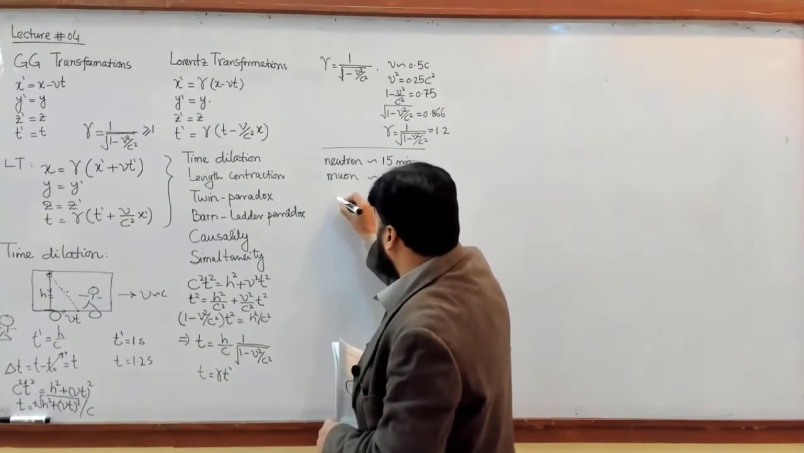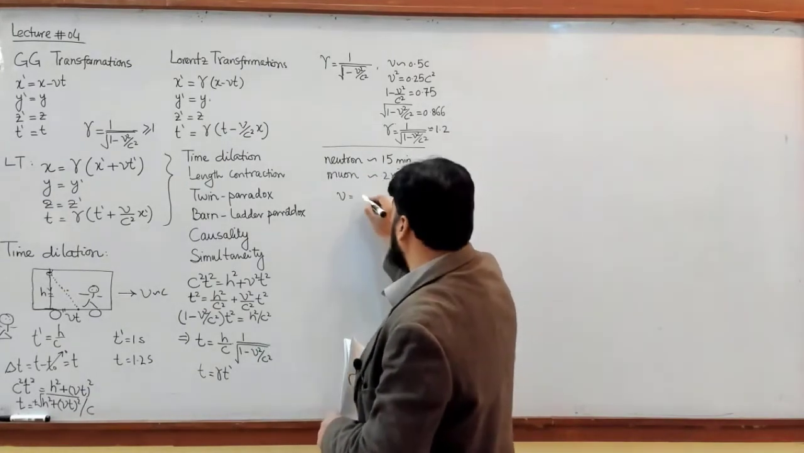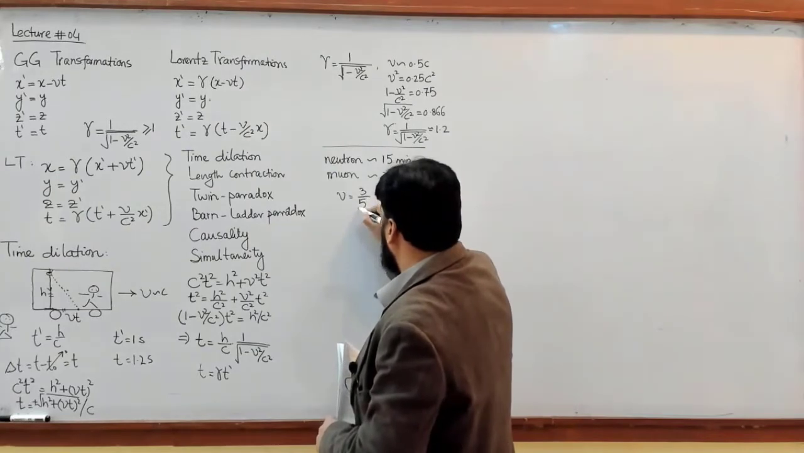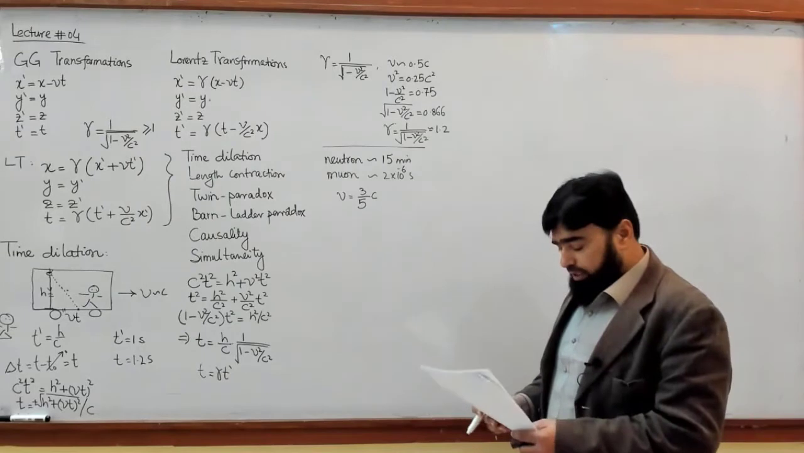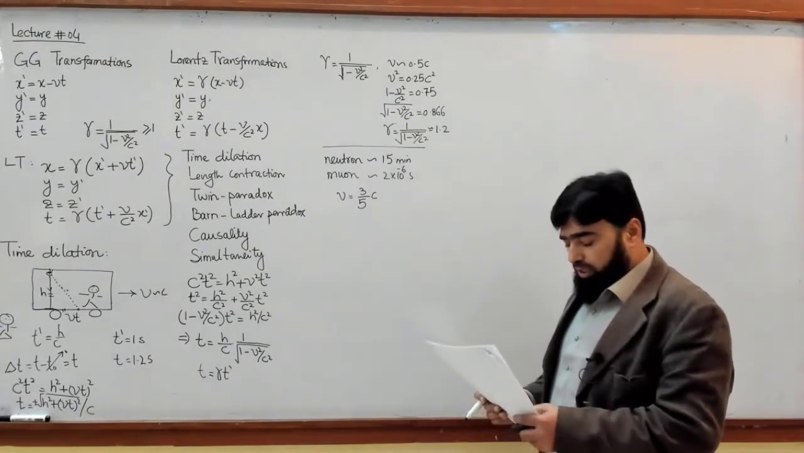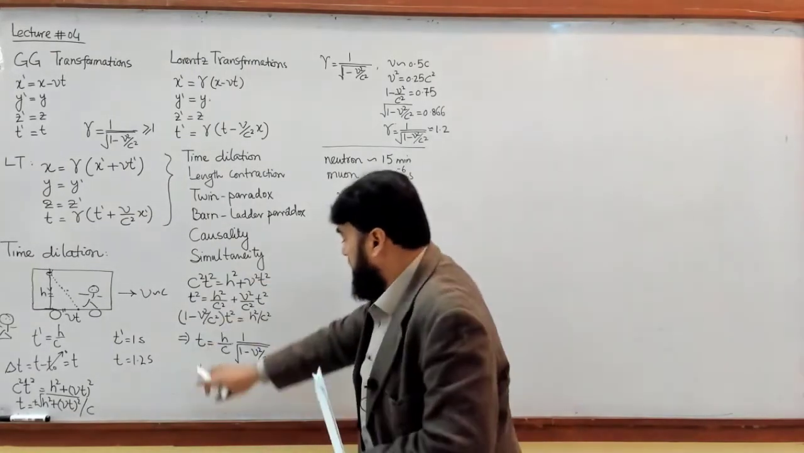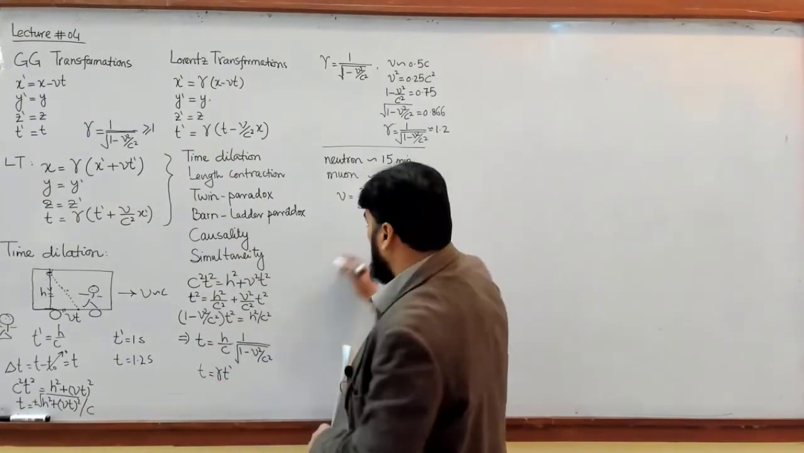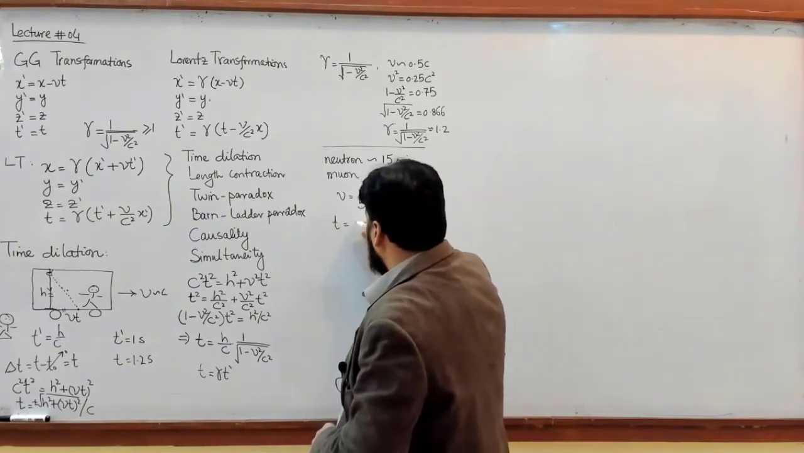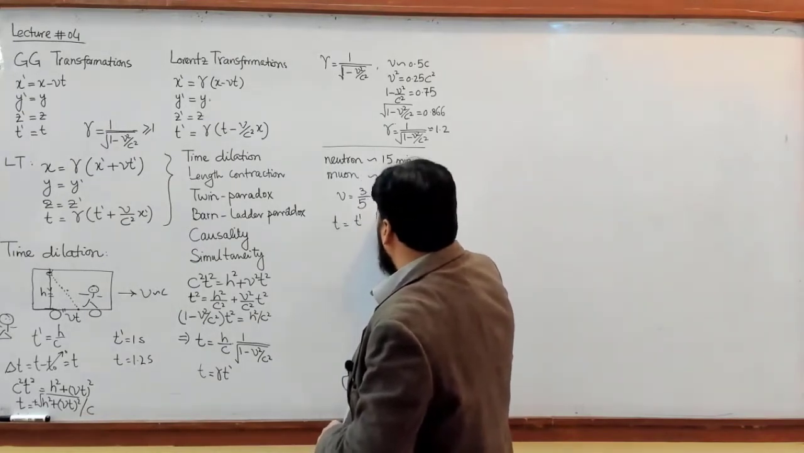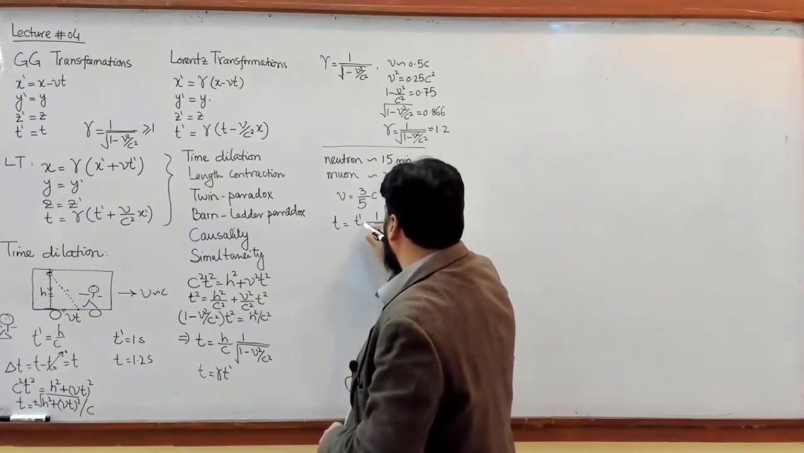If this muon travels at a speed which is 3/5 the speed of light, then what will be its lifetime? So go back to this equation, where t is equal to gamma times t prime, and gamma is 1 over the square root of 1 minus v squared over c squared.